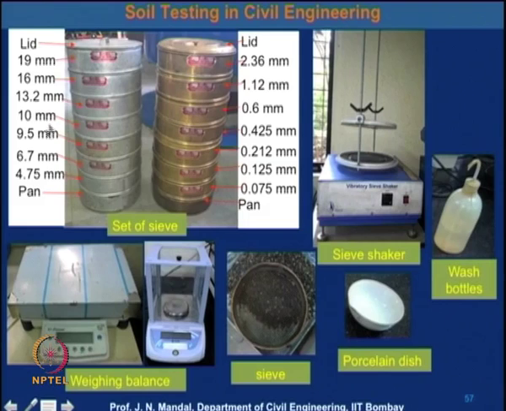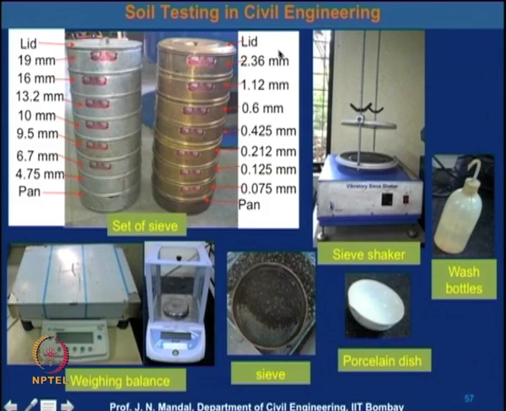So, here I am showing the different sizes of sieve. This is 19 millimeter, this is the lid on the top, this is 19 millimeter, 16 millimeter, 13.2 millimeter, 10 millimeter, 9.5 millimeter, 6.7 millimeter, 4.75 millimeter, and then at the end the pan.